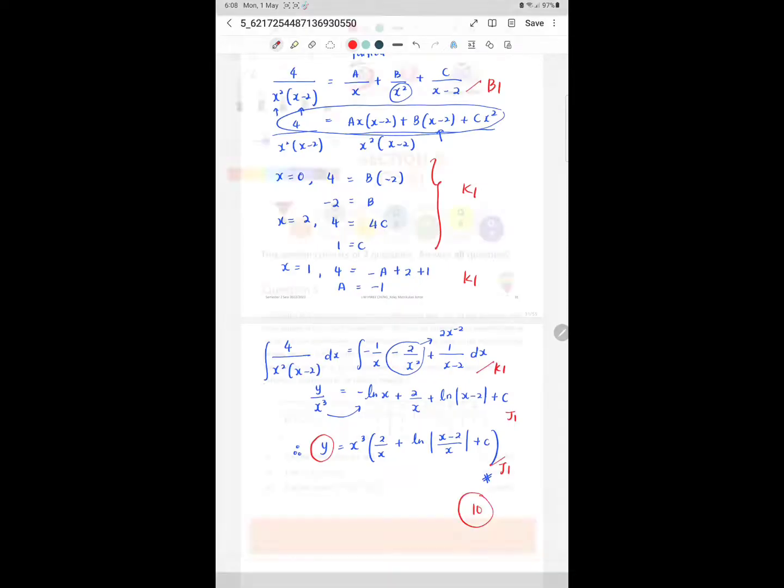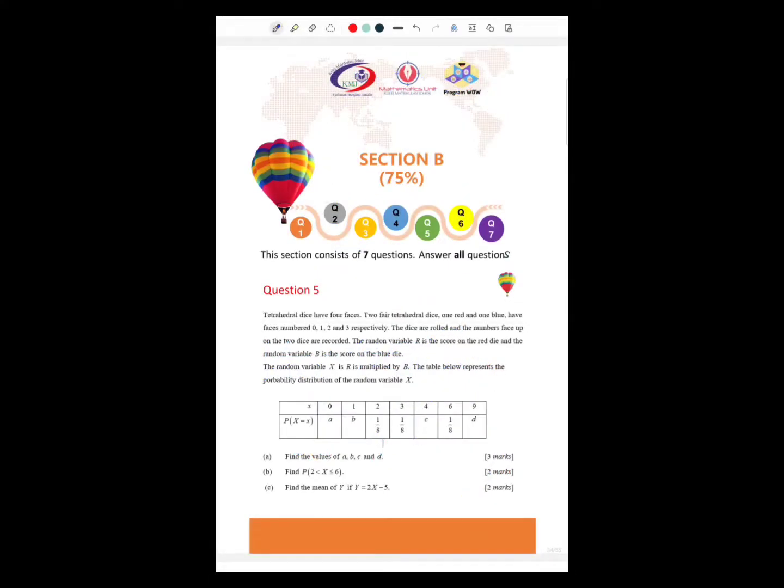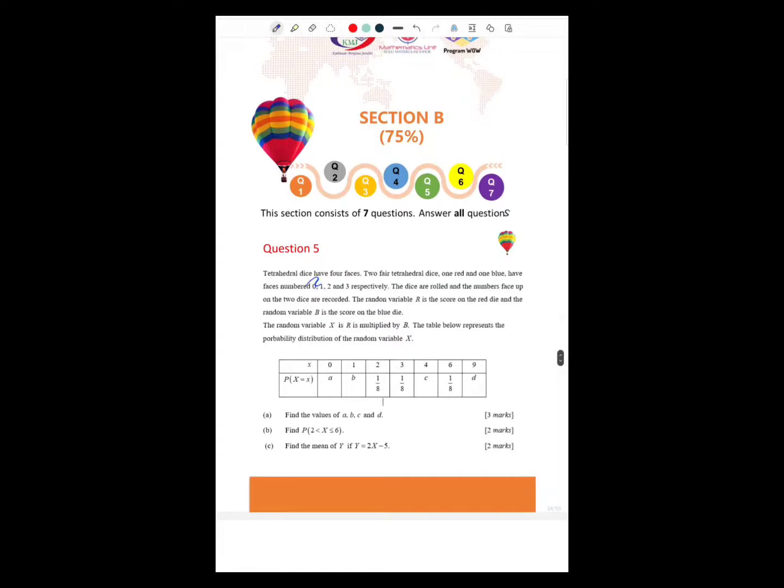Alright. Okay, section B, question 5. This is random variable, discrete random variable. So we have tetrahedral dice. Tetrahedrals have 4 faces too. Two fair dice, 1 red and 1 blue, faces 0, 1, 2, 3. Roll, and the numbers face up on the 2 dice are recorded. The random variable R is the score on the red die, and the random variable B is the score on the blue die. Random variable X is R multiplied by B.